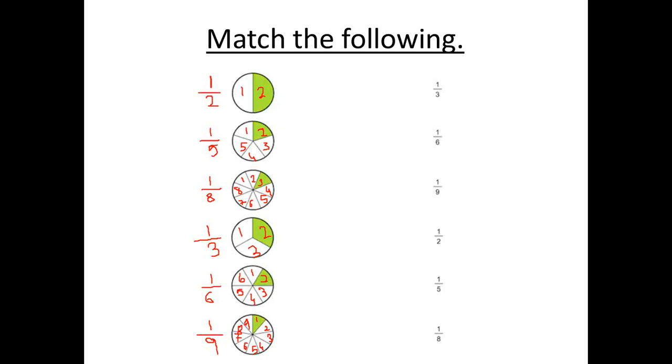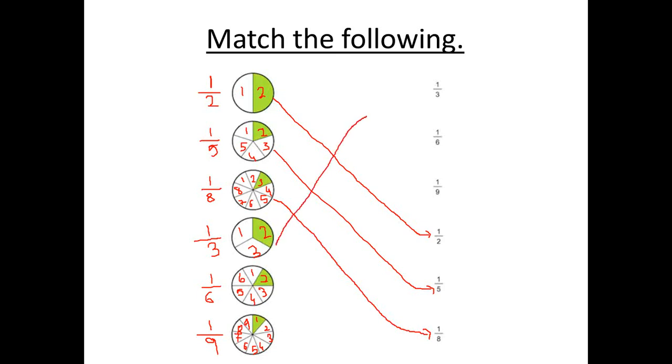Now we will match. First circle shows 1 by 2. So where is 1 by 2? Here we have 1 by 2. Right? Next is 1 by 5. Where is 1 by 5? Here it is. And next one is 1 by 8. Okay, here you have 1 by 8. Next circle is 1 by 3. Okay, here you have 1 by 3. Next one is 1 by 6. Here you have 1 by 6. Next one is 1 by 9. And here you have 1 by 9.